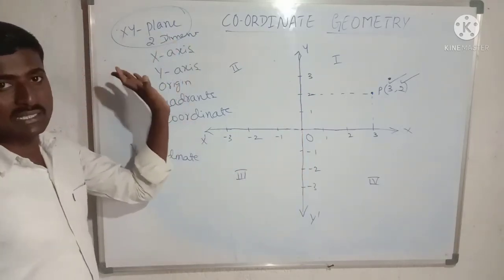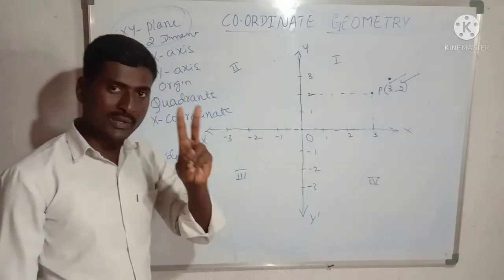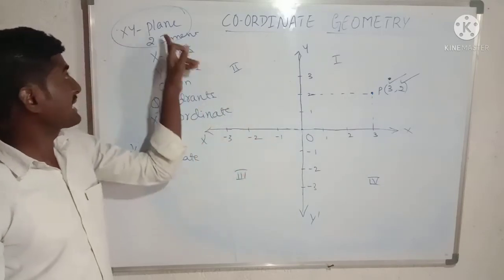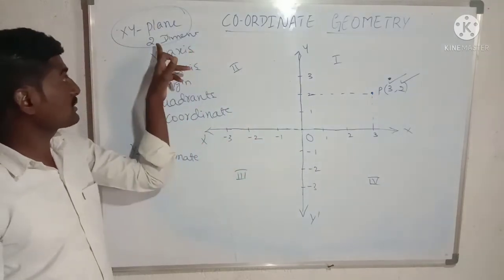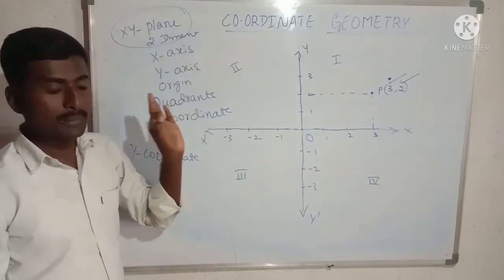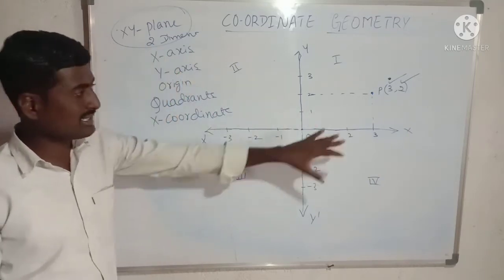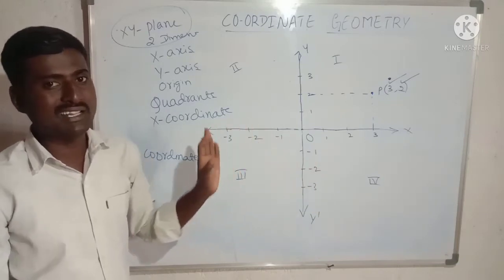Now xy plane is nothing but what? In the plane we have drawn two axes. They are the x-axis and y-axis. We can say this plane is the xy plane, or you can say it is a two-dimensional plane also, because there are two axes. Since there are two axes, we can say this plane is also a two-dimensional plane.